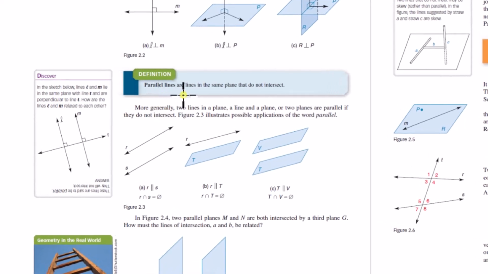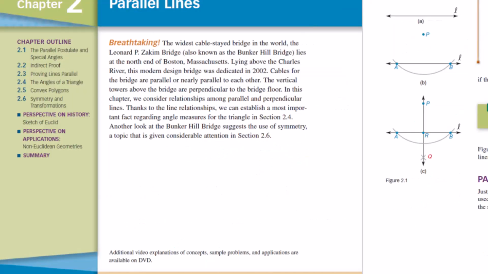Parallel lines are lines in the same plane that do not intersect. Okay, so they're lines, first of all, two or more lines. So a line, we know, extends infinitely in both of its respective directions. It has an infinite length. Okay, then they're in the same plane and they don't intersect. So lines that are in the same plane and don't intersect. Okay, let's make sure we understand this.